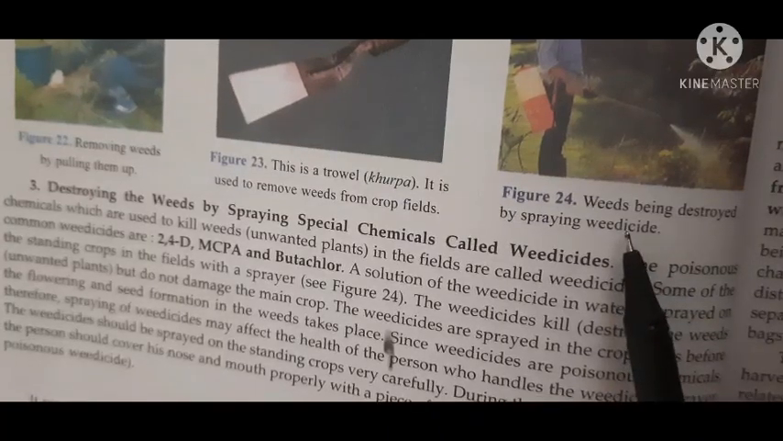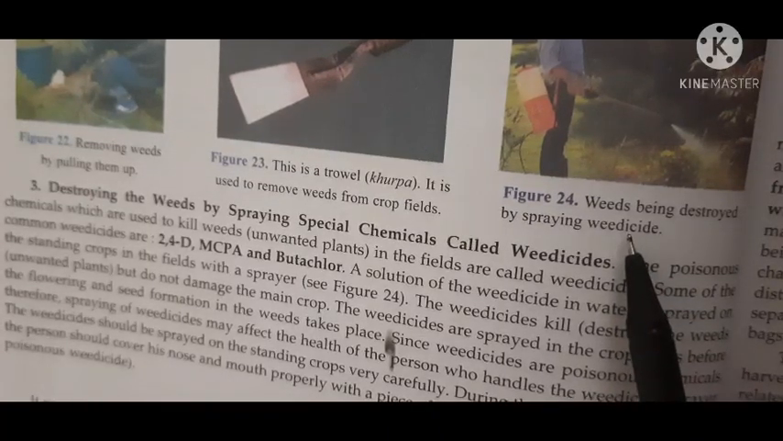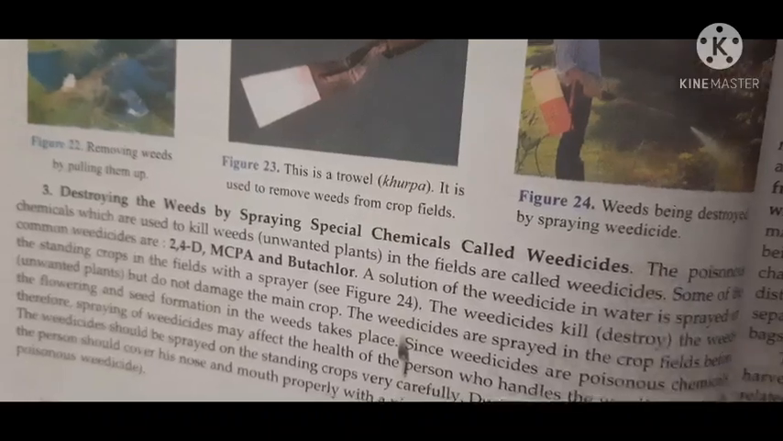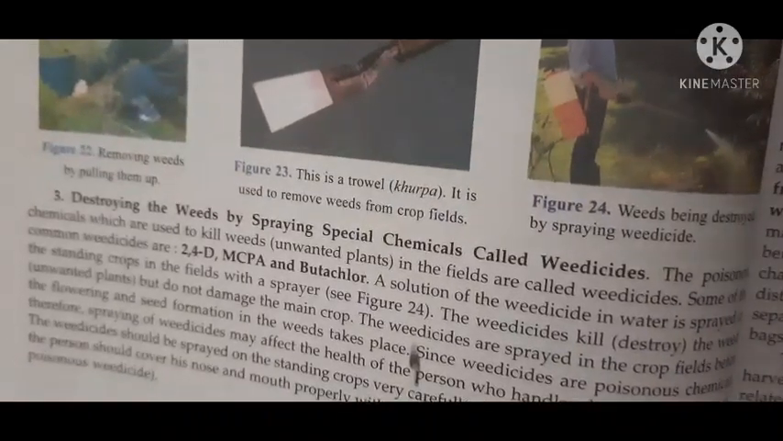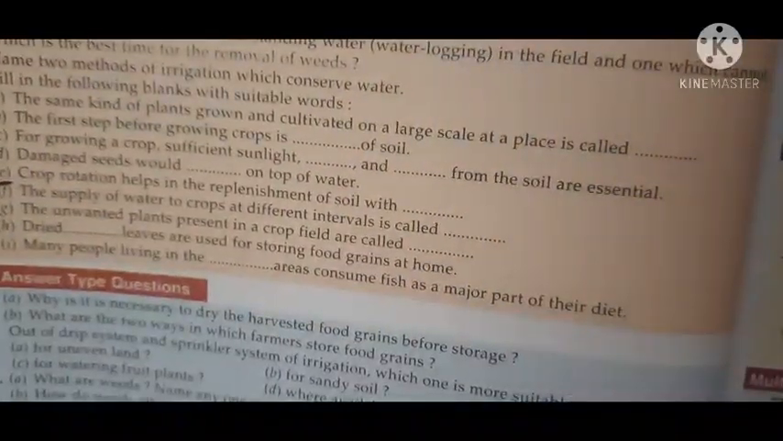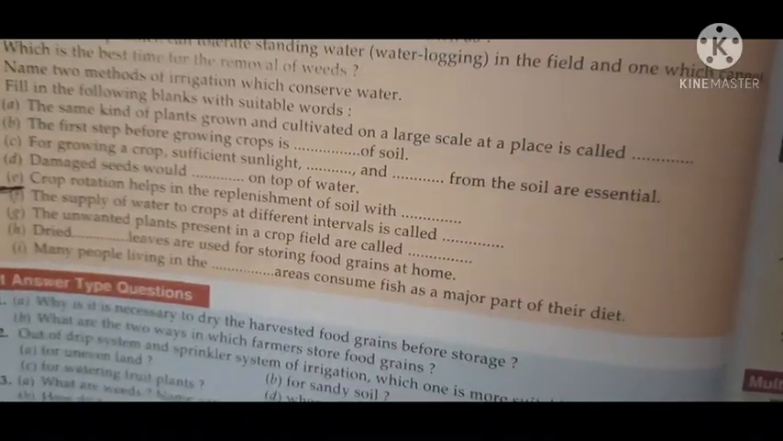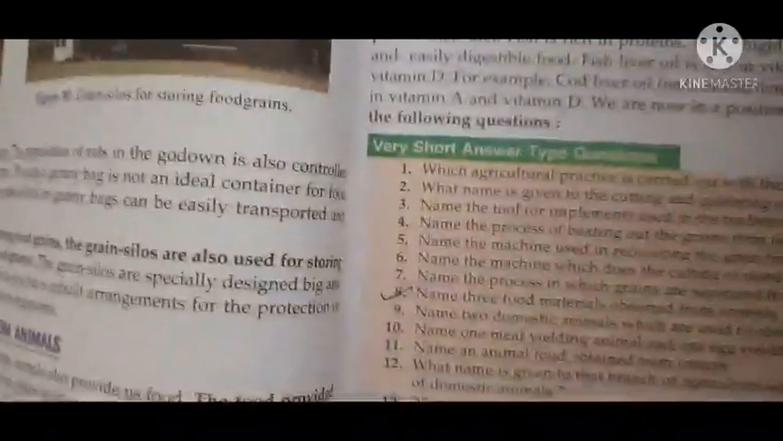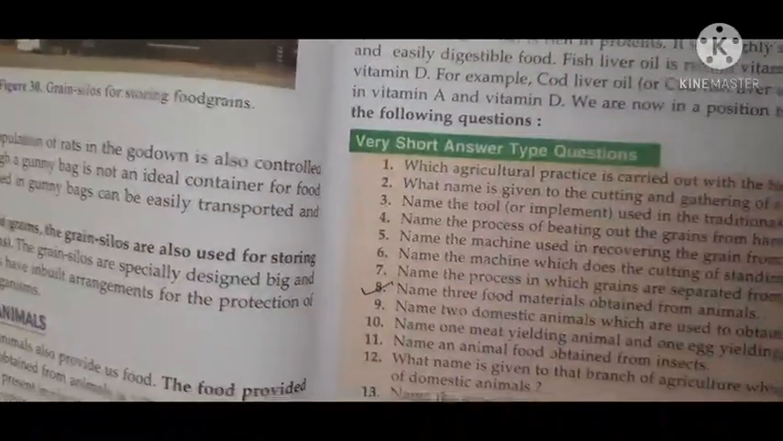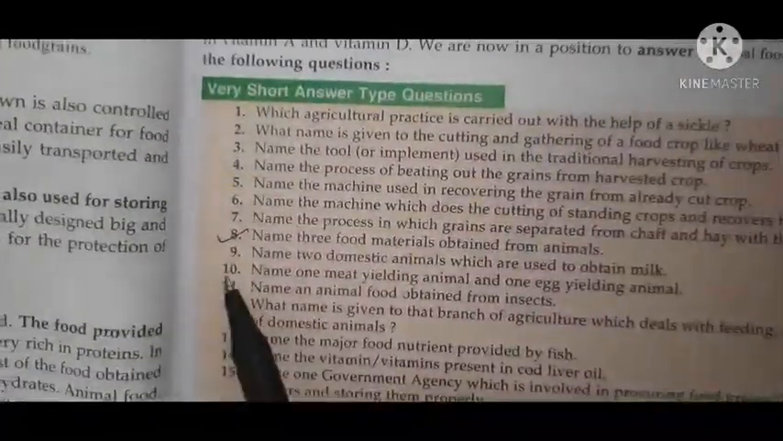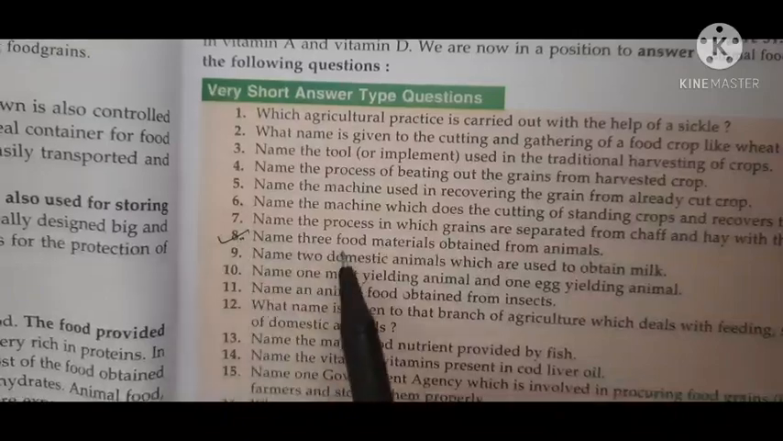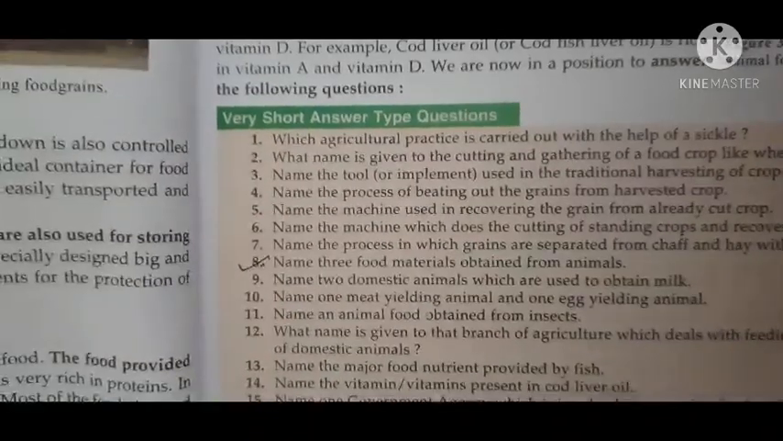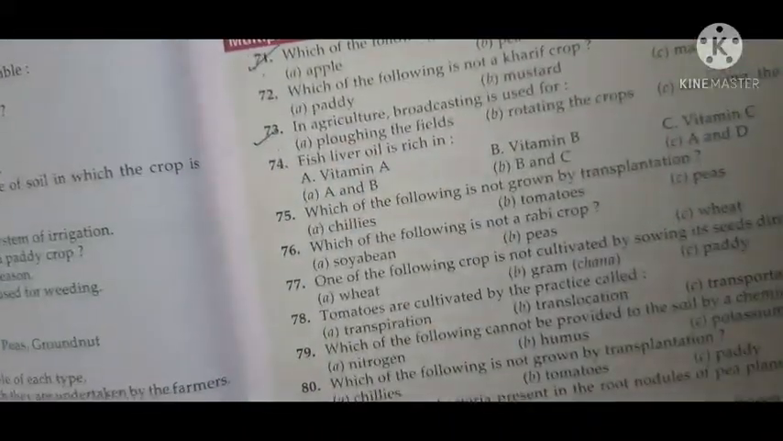So today we will do till here only, and next portion we will do in next class. So students, we will do some questions here. Please open page number 19. Question number 8. Name 3 food materials obtained from animals. Very easy question.